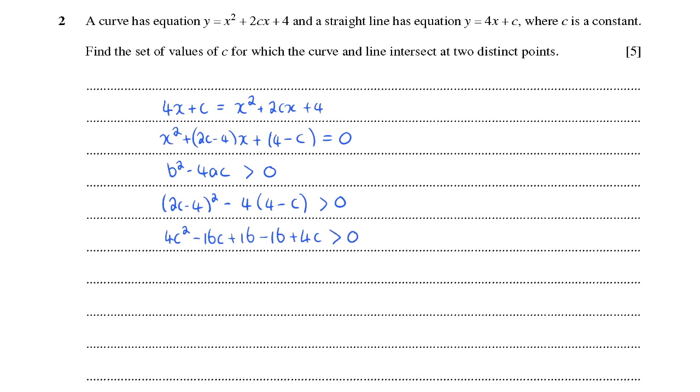So we collect like terms. 16 minus 16 cancels out to 0. Negative 16c plus 4c turns into negative 12c. So we have 4c squared minus 12c is greater than 0.